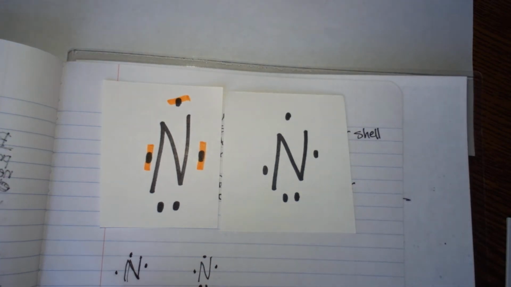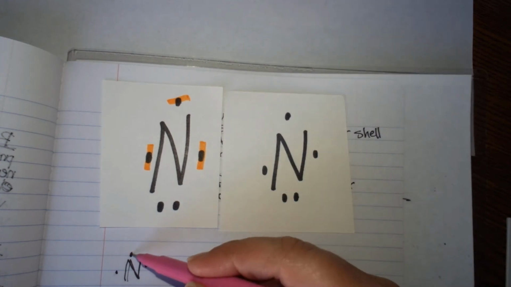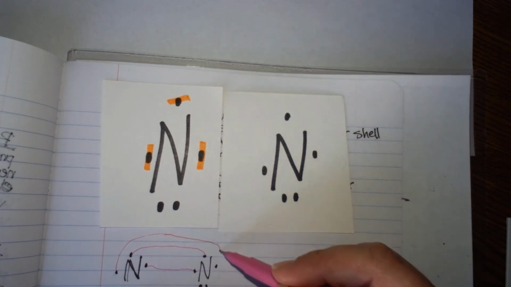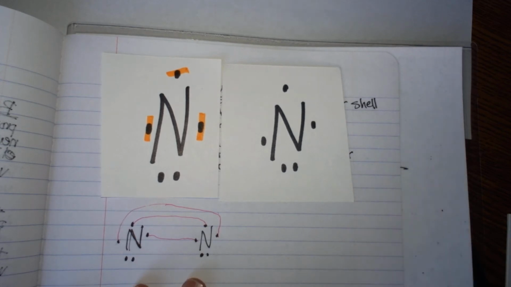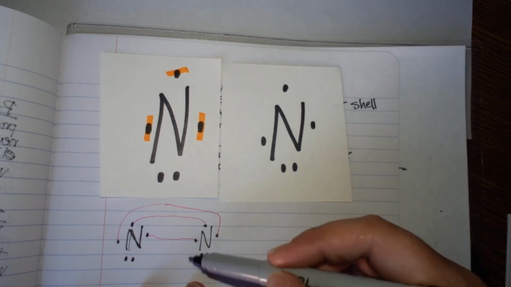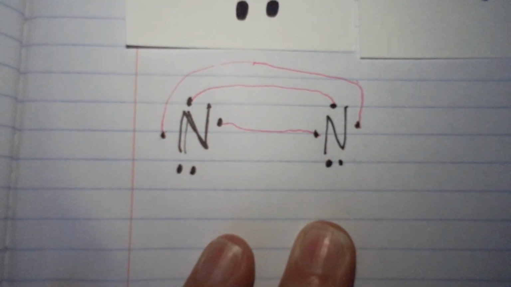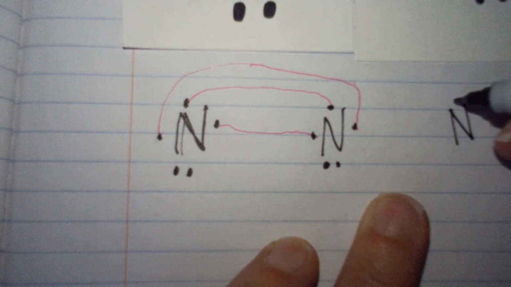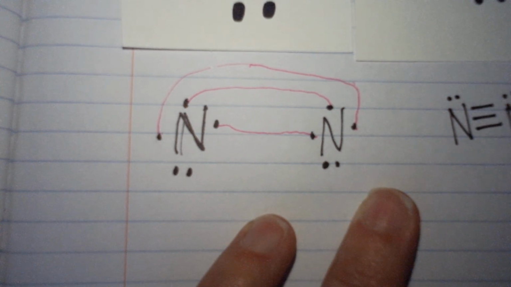1, 2, 3, 4, 5. Then this lonely electron is going to make a bond. This lonely electron can make a bond, and then this lonely electron can make a bond. How many lines are between those two nitrogens right there? I'll zoom in. 3. So if I were going to rewrite it to make it look a little bit neater, I would keep my paired electrons, make 3 lines, and then I have my other nitrogen.